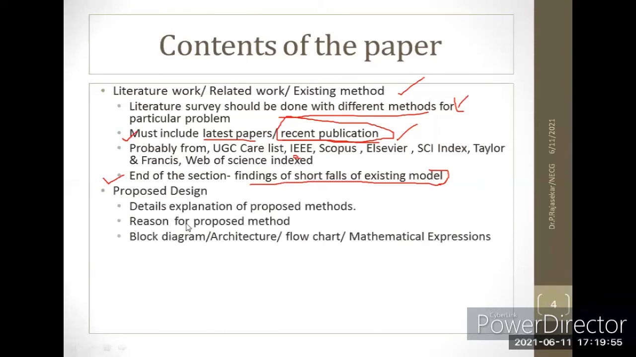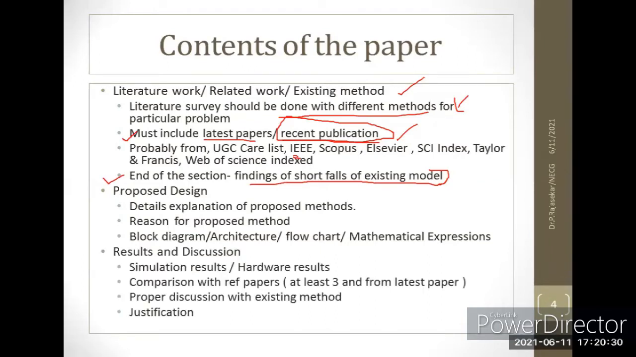Then in the proposed design, the next chapter or section, you should give a detailed explanation of the proposed methods. Then the reason for the proposed method, how it works and what the reasons are. Okay, you have to mention those things. Block diagram, architecture, flowchart, mathematical expressions or equations, if anything, you have to give and explain in detail. That is the important thing. Okay, that's the proposed design.